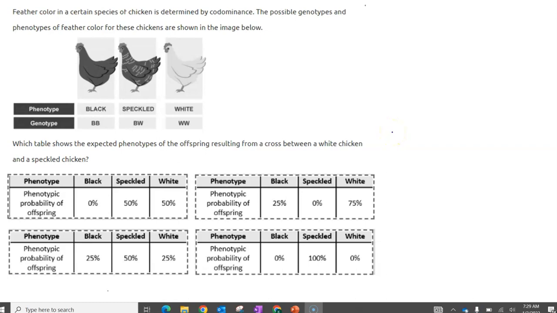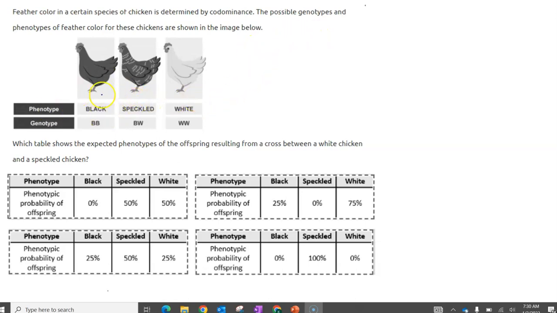Feather color in a certain species of chicken is determined by codominance. So remember, codominance means both traits that we're looking at in this problem will be dominant. There's not going to be any recessive trait, so no small letters. The possible genotypes and phenotypes of feather color for these chickens are shown in the image below.